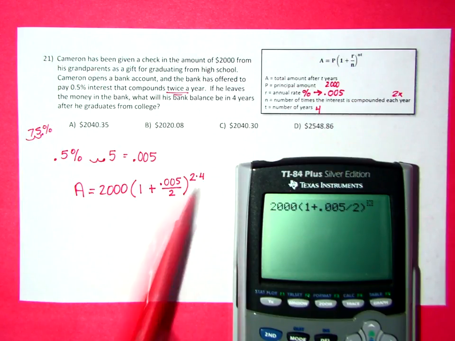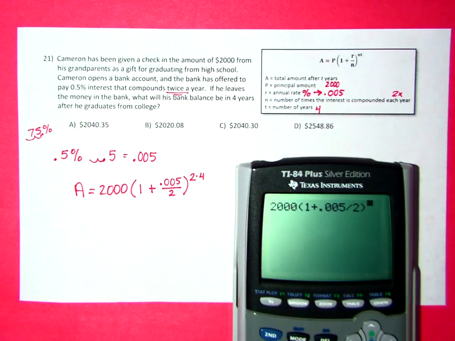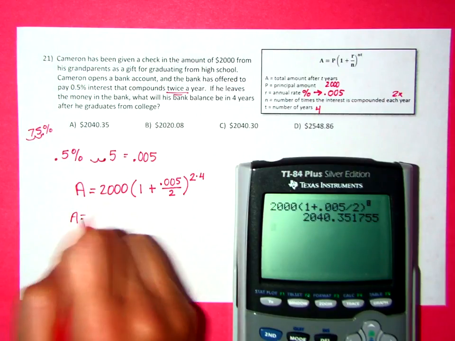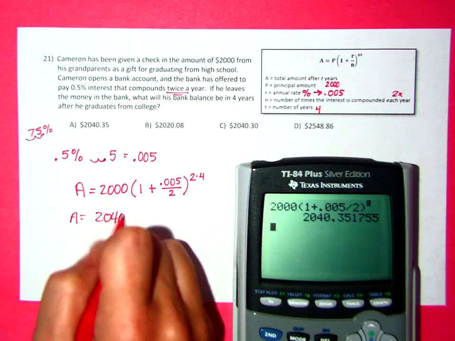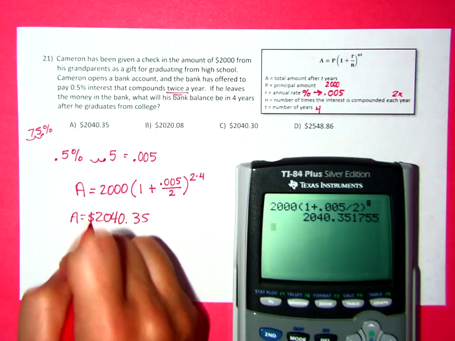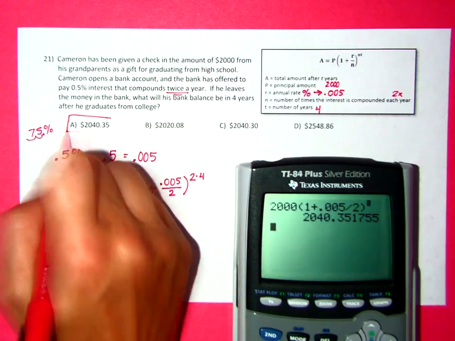And then it's going to be 2 times 4. Now I can put 2 times 4 up here, but I also know that that's 8. So I'm just going to throw in an 8 there and push enter. And then that gives me this number here of 2,040.35, and that's going to be in dollars, to match my answer choice A.